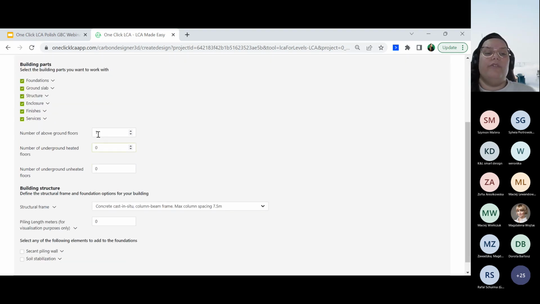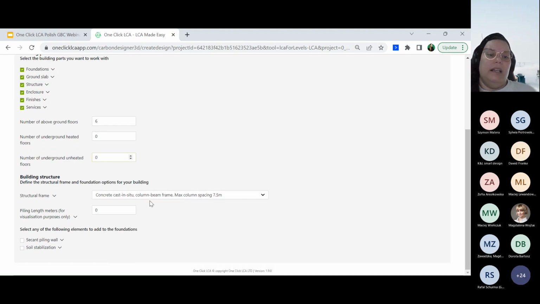The number of above ground floors. So here I can decide the number of floors. I can put, for example, 6 floors, and number of underground heated floors or unheated floors. So we can also add them here. But I'm not going to add any number here, because this is one of the points that we talked about earlier, that we should design above the ground.